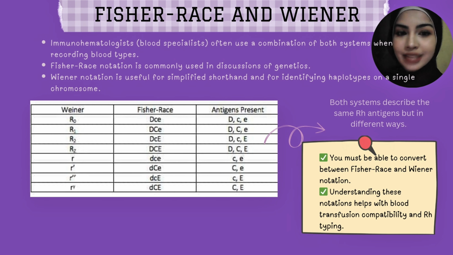As we can see in this table that I provided, both systems describe the same Rhesus antigens, but in different ways. So how can we identify them? You must be able to convert between Fisher-Race and Wiener notation. You also need to understand these notations to help with blood transfusion compatibility and risk typing.